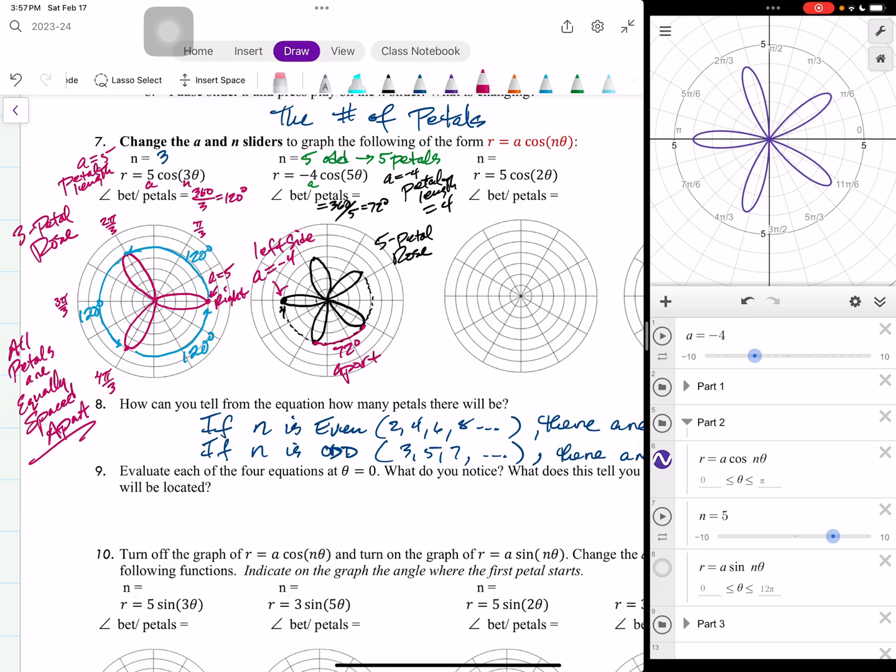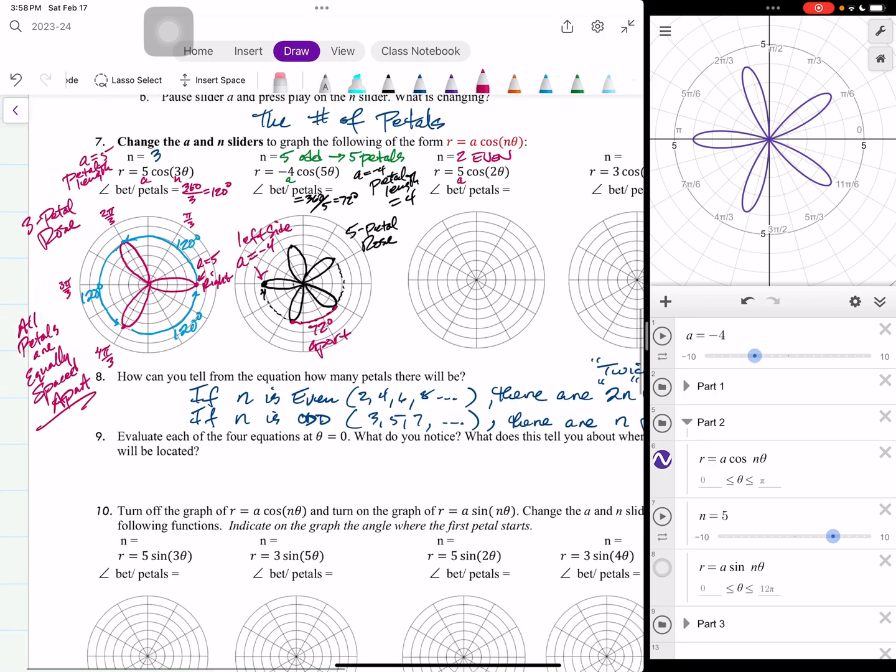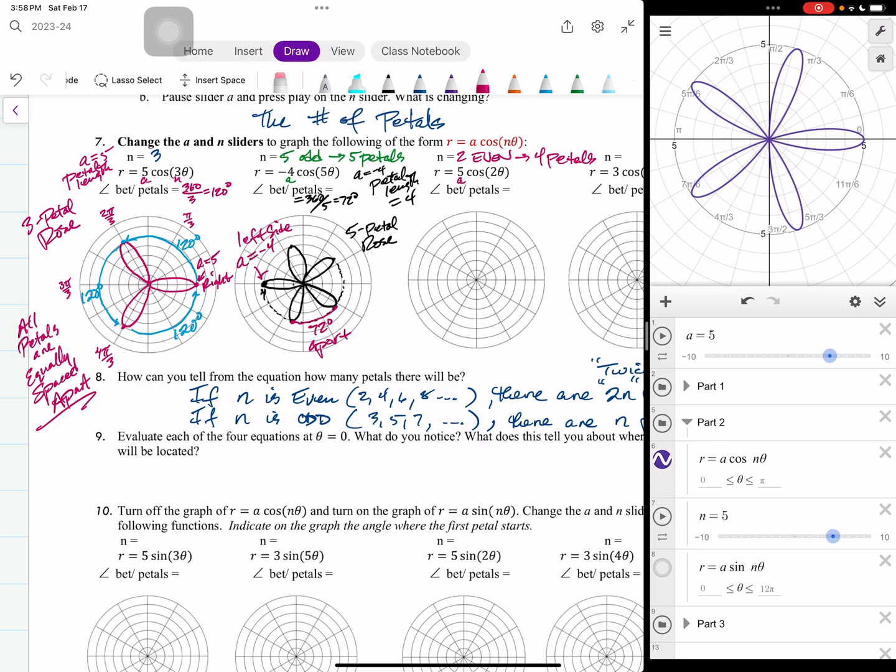No matter what you do when you change a function. Okay. Now for the third one here, A is 5, but N is 2, and that's even. And as we observed earlier, we should expect 4 petals. So here, let me write down 4 petals, and then I'll verify that in a minute. So we're going to change A to 5. Let's go back to 5. And then N is 2, so let's slide it back to 2.